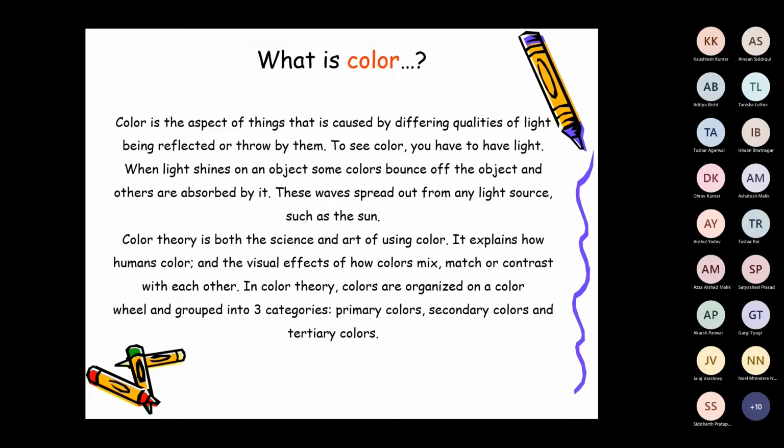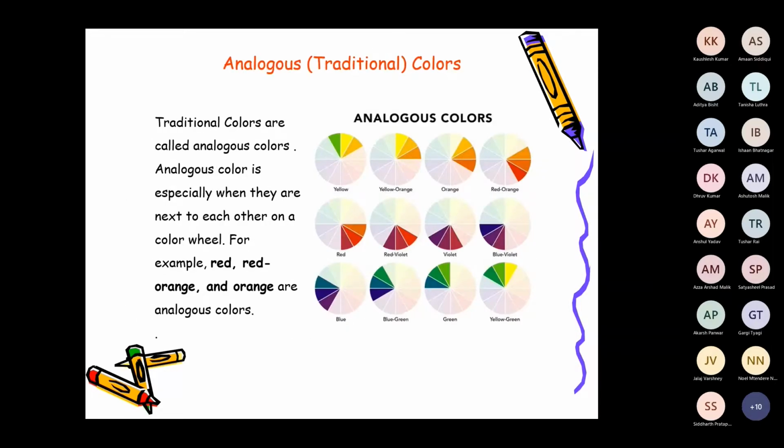Color theory, that's called the color theory. It explains how humans perceive color and the visual effects of how colors match or contrast with each other. In color theory, colors are organized on a color wheel and grouped into three categories. So always colors are found in three categories. We all know in a primary section we understand that. So the three sections of color are called, first primary colors, the second secondary colors, and the tertiary colors, right? So there are three sections of colors.